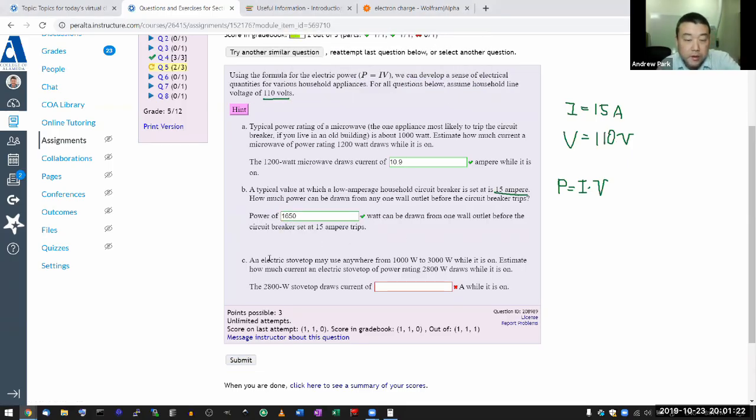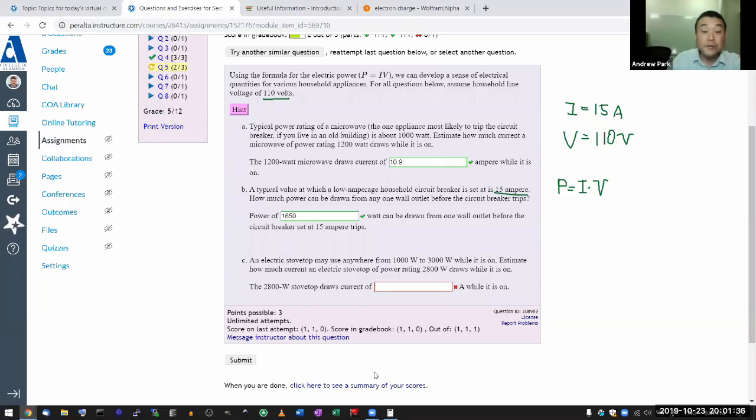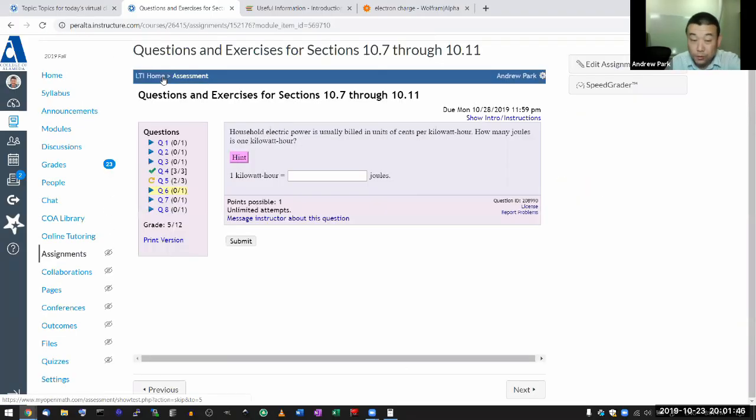Last one here, how much current may it use while it's on? Wait, did I already do this? Yeah, we did this already, kind of in part A. So I don't need to do that one. For part C, look at part A. The only thing that's changed is the number for the power usage. So I have two more questions left.